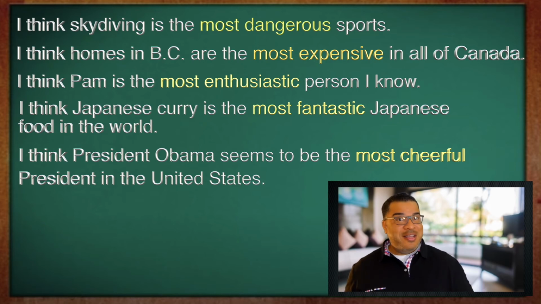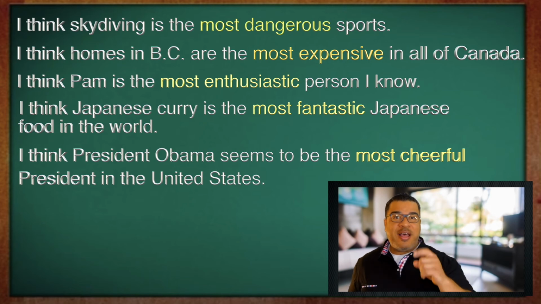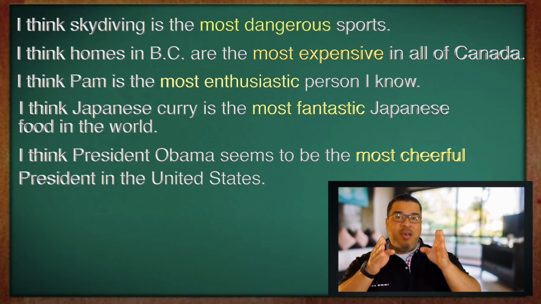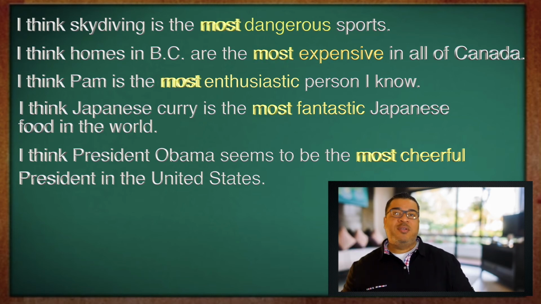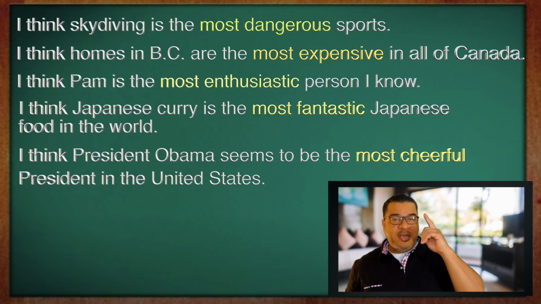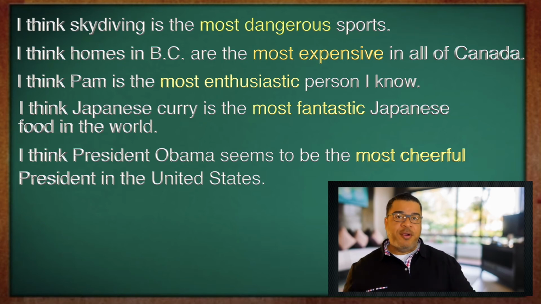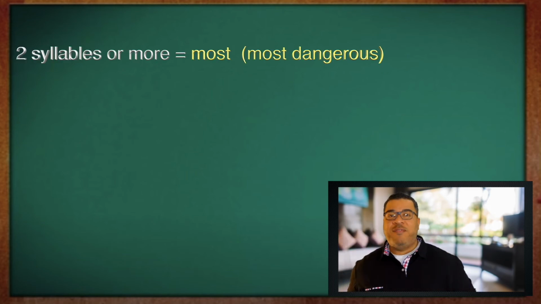So you see here, these are a little bit different. Instead of adding est, you left the adjective the same, but you added most in front. This is where syllables are very important. If a word has 2 syllables or more, you have to add most. So let's take a look at the first word, dangerous. How many syllables do you think dangerous has?